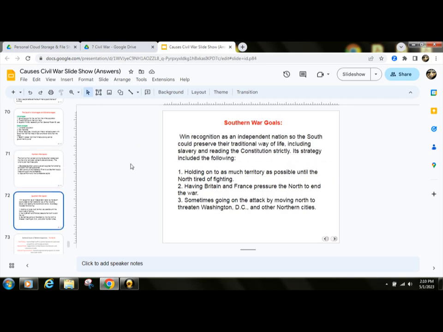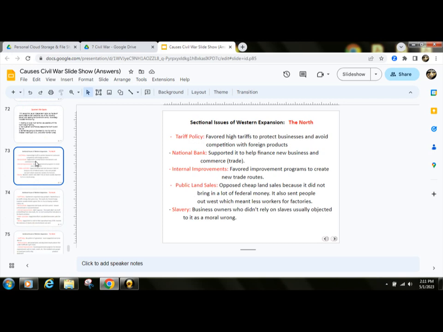Southern war goals were to win recognition as an independent nation so the South could preserve their traditional way of life, including slavery, and reading the Constitution strictly. Its strategy included the following: holding on to as much territory as possible until the North tired of fighting, having Britain and France pressure the North to end the war, and sometimes going on the attack offensively by moving north to threaten D.C. and other northern cities.